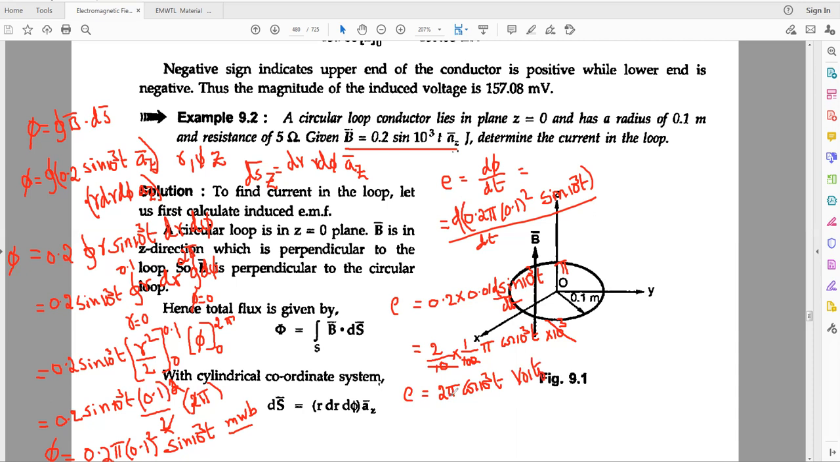Got it, my dear students? What is it? 2 into pi. Pi is equal to 3.14, and you can multiply. E is equal to 2 pi cos 10 cube into t. Therefore, E is equal to 2 twos are 4, 2 ones are 2, 2 threes are 6, so 6.28 cos 10 cube. You got that?